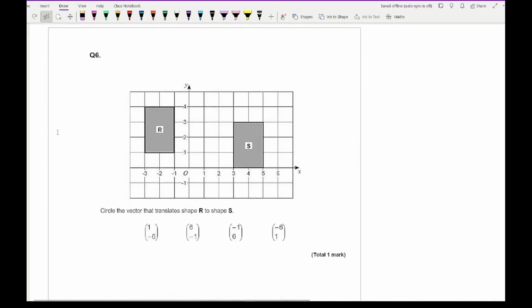Moving on to question 6, it says circle the vector that translates shape R to S. So we're going from this shape to this shape. So if I pick a particular point, let's just call this A, and I pick the corresponding point on S, which is A dash. Then I'm just counting the number of squares across, which is 6, and then 1 down, which is -1. So I'm looking for 6, -1, which is our second option.